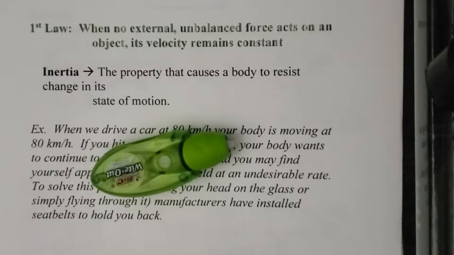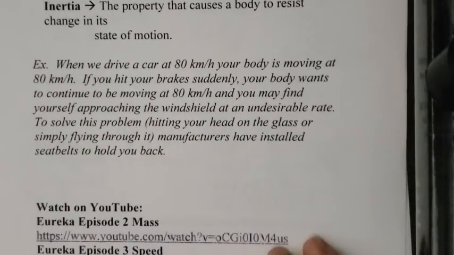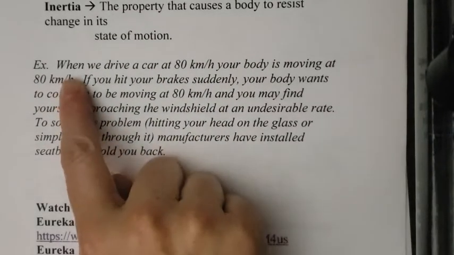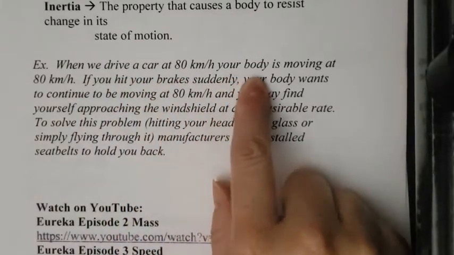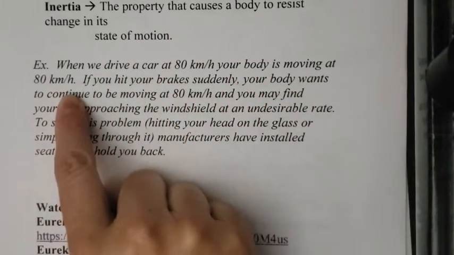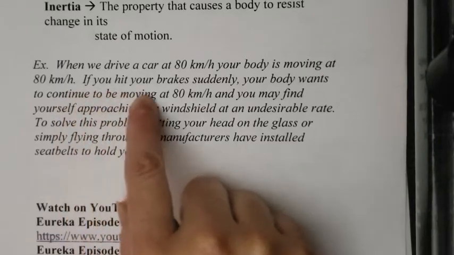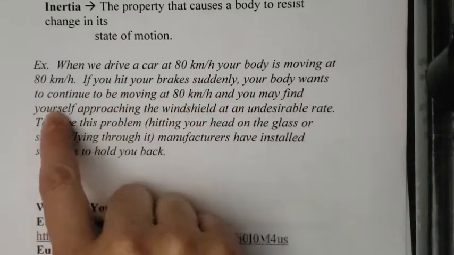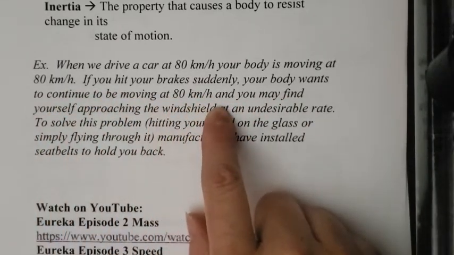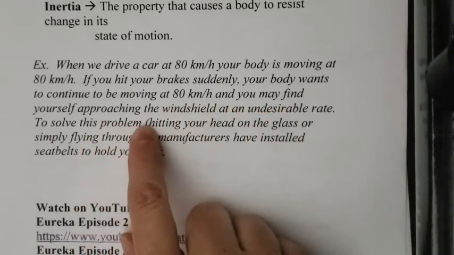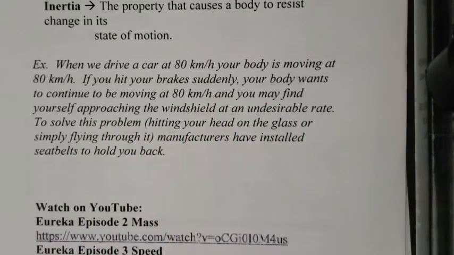The same goes for a moving object at a constant speed. So let's look at the example of a car. When we drive a car at 80 kilometers per hour, your body is moving at 80 kilometers per hour. It's just you're sitting inside the car. If you hit your brakes suddenly, your body wants to continue moving at the 80 kilometers per hour, and you may find yourself approaching the windshield. So your body lunges forward if you suddenly hit the brakes hard.